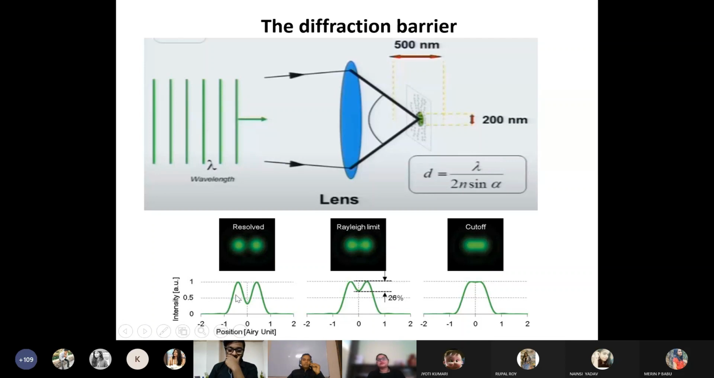Similarly, you will see that there are two different peaks with a good resolution. Whereas when the resolution is not good, you will see a single peak for two different objects. Okay, so that means here comes the resolution parameter into play.